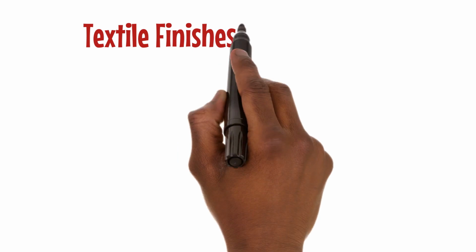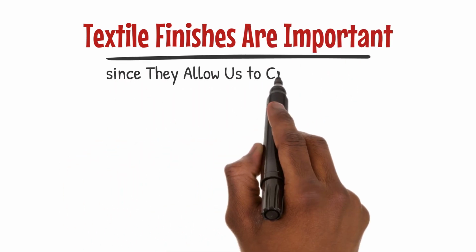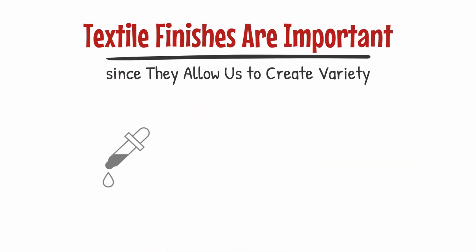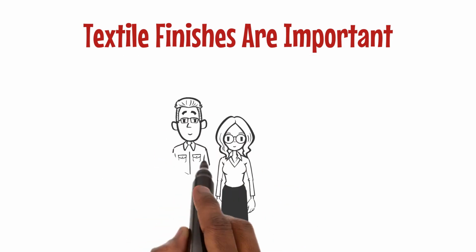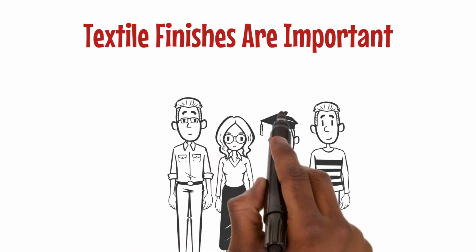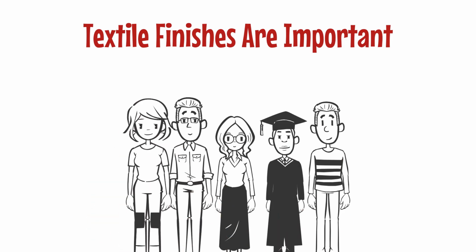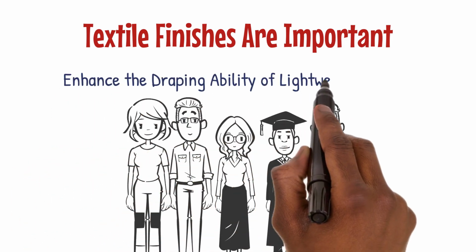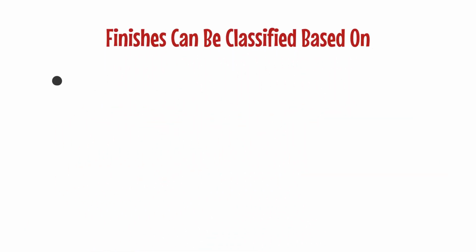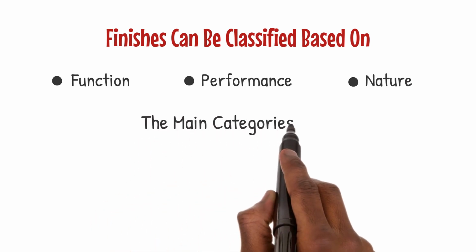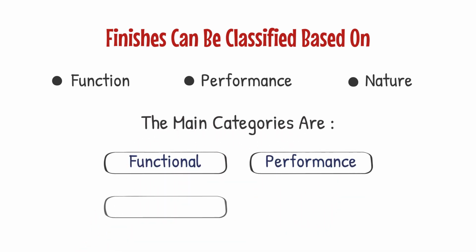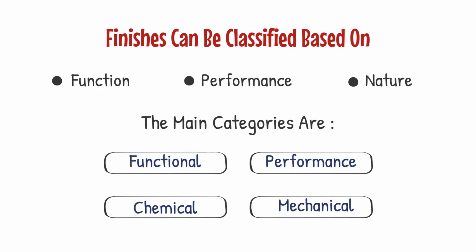Now, textile finishes are important since they allow us to create variety in fabrics through dyeing and printing, improve the appearance and feel of the fabric, make fabrics more useful and suitable for specific purposes, and enhance the draping ability of lightweight fabrics. Finishes can be classified based on their functions, performance, and nature. The main categories are functional, performance, chemical, and mechanical.